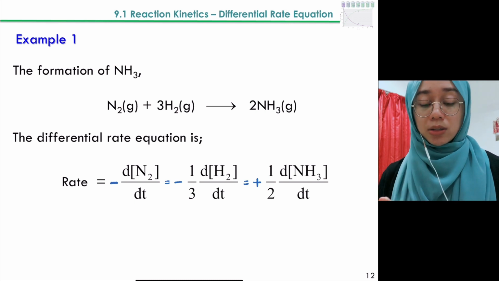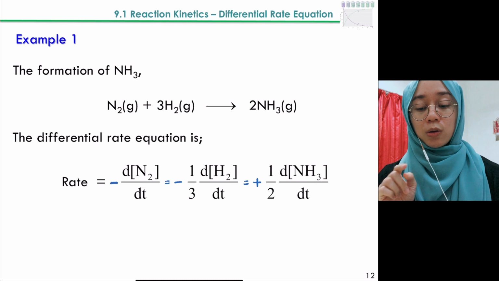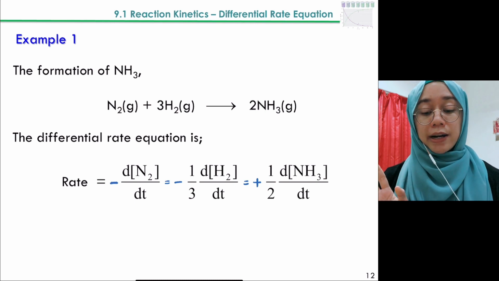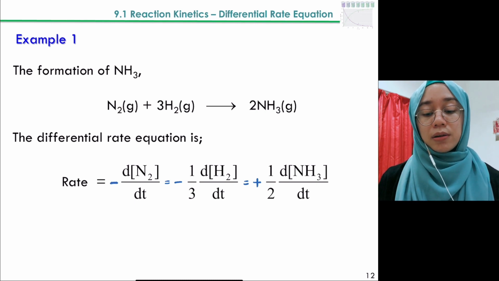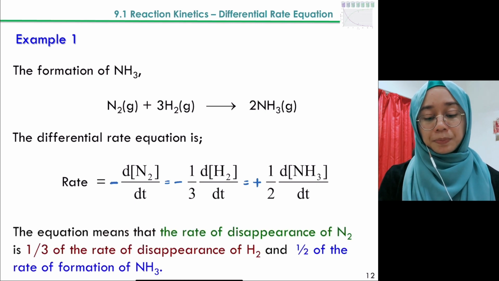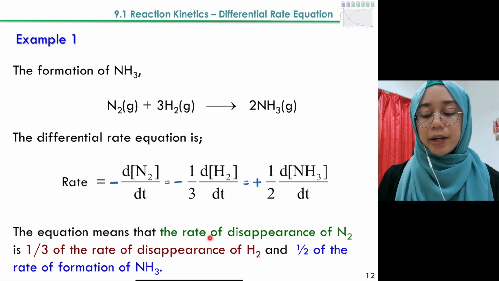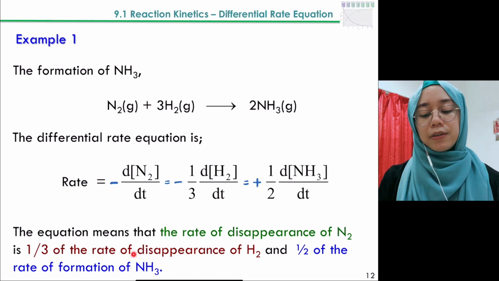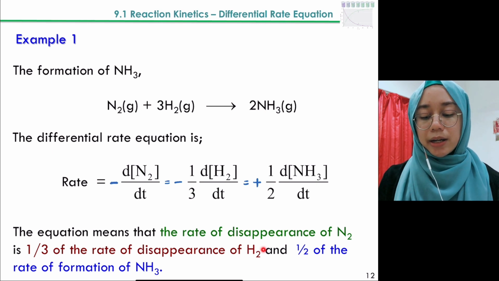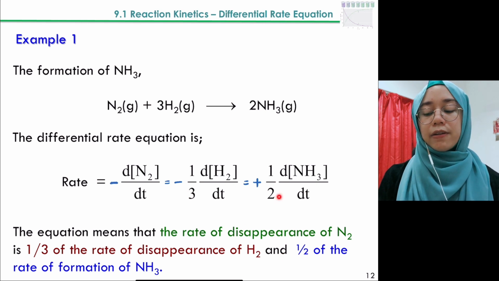So apa yang kita boleh katakan kepada relationship antara semua ni? So basically rate untuk the whole reaction tu sendiri, it is equals to the rate of disappearance of nitrogen. Okay, so the equation, the differential rate equation kat sini means the rate of disappearance of nitrogen gas is 1/3 of the rate of disappearance untuk hydrogen gas. Sebab sini ada 1/3. Okay, and it is 1/2 of the rate of formation of ammonia.